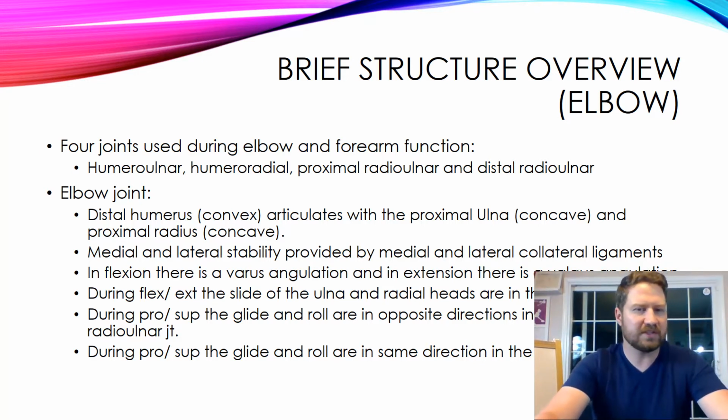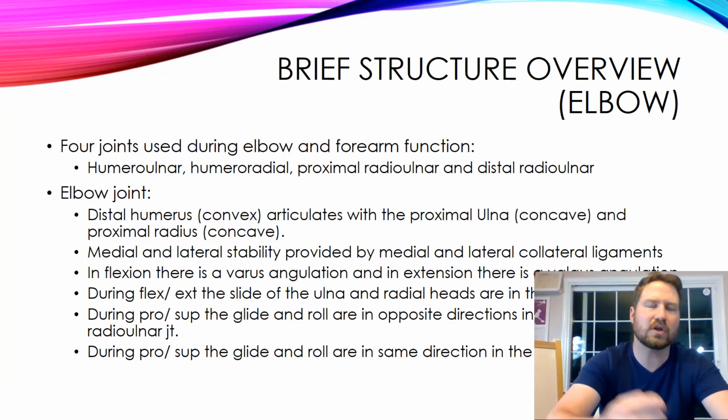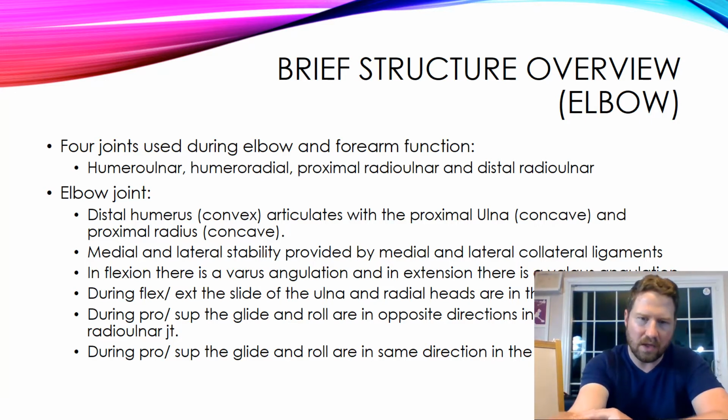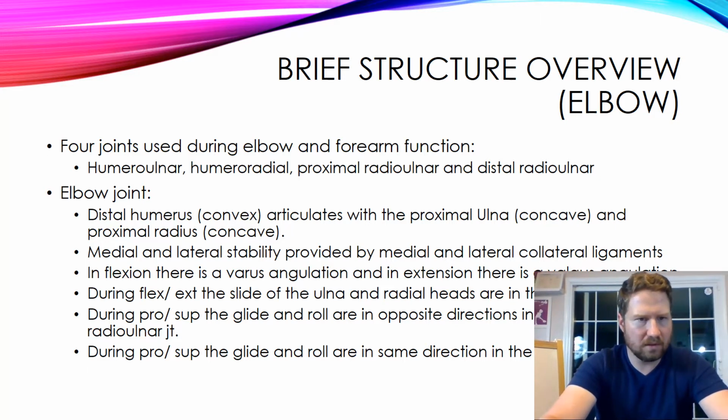Okay? During flexion and extension, the slide of the ulna and radius heads are in the same direction because you have a concave structure moving on a convex structure. And during pronation and supination, the glide and roll are opposites because now you have a convex structure moving on a concave structure, with the radius moving on the ulna. And at the distal radial ulnar joint, during pronation and supination, the glide and roll are in the same direction because those joint structures do switch.